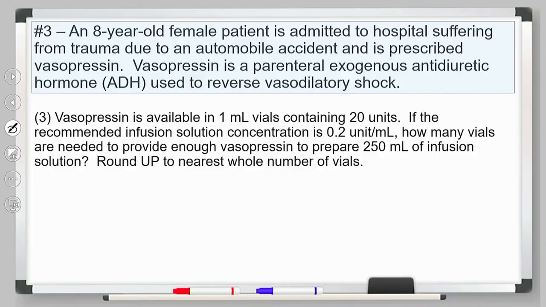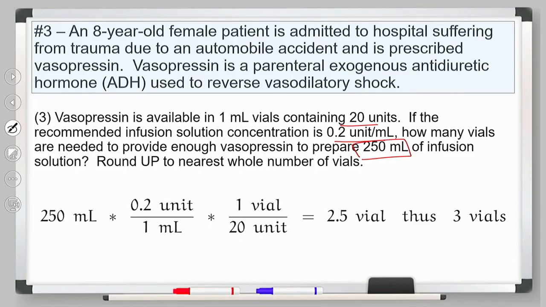Now, going on to determine the volume here, it says if it's available in 1 ml vials containing 20 units, and I want this concentration, how many vials do I need to provide 250 mils? There's a lot of stuff there. Where do we start? What will determine how much drug? How much are we preparing? We are preparing 250 mils. This is the volume I want to prepare. So it's that volume that has to have that concentration. If I have that volume times that concentration, milliliters will cancel, it would tell me how much drug I need. Okay, 250 times 0.2, and I end up in units.